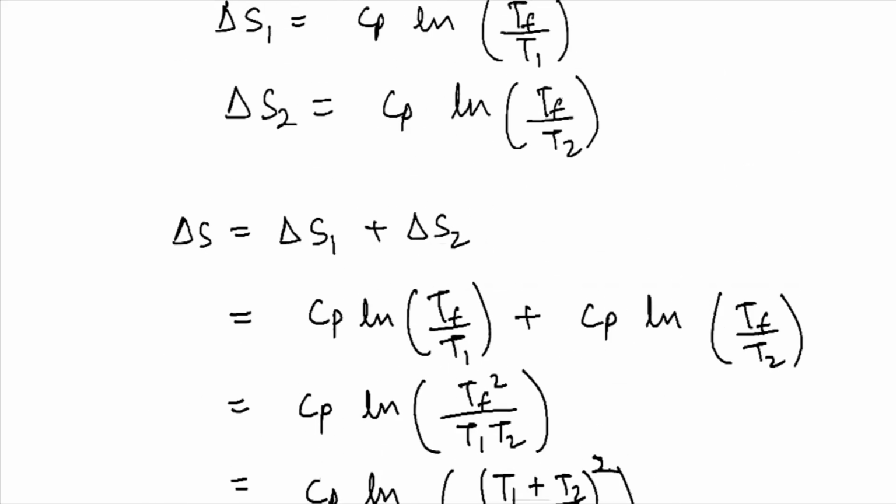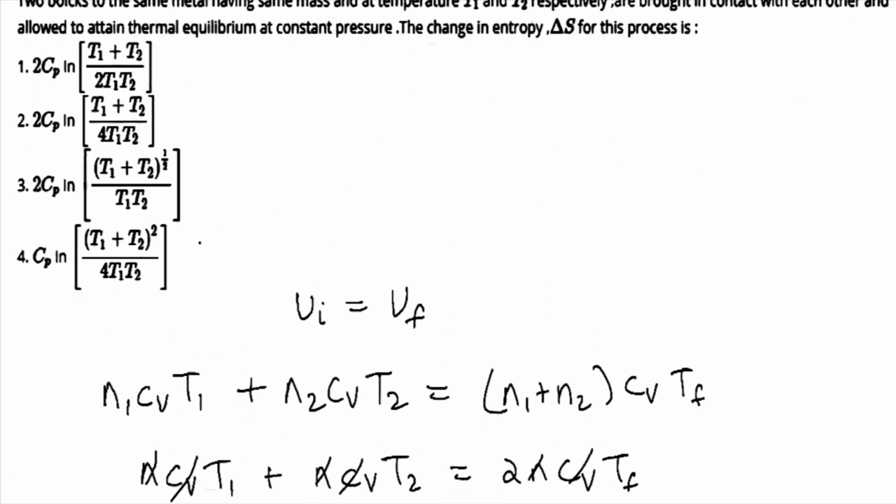Now let's match all the options. So our fourth option is our correct answer: Cp ln (T1 plus T2) whole square divided by 4 T1 T2.